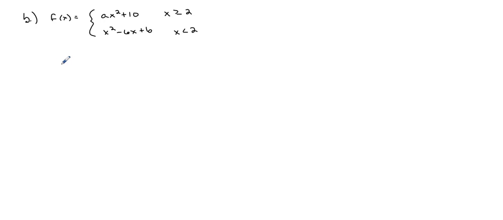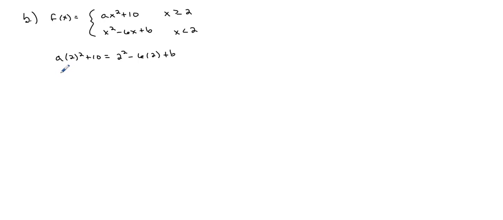What's the shortest way we could write this? Could I just go a times 2 squared plus 10 has to equal 2 squared minus 6 times 2 plus b? These are both polynomial functions. The limits are going to exist, right? So we just do a direct substitution of 2 in both parts. Is that okay? Saves a little bit of writing.